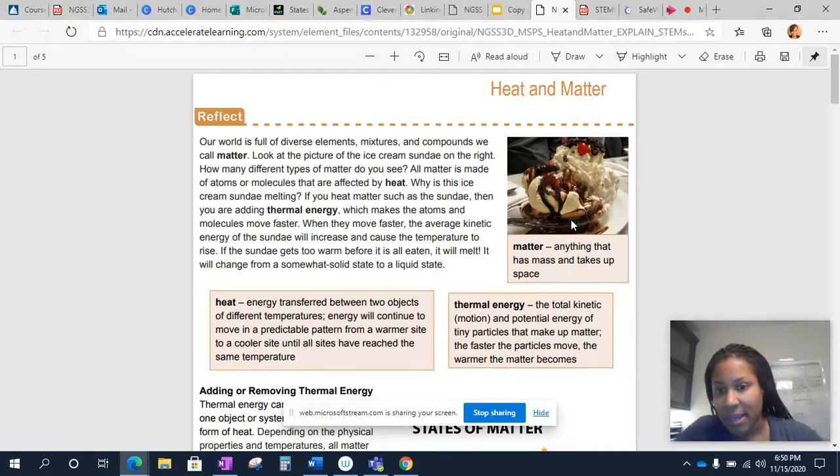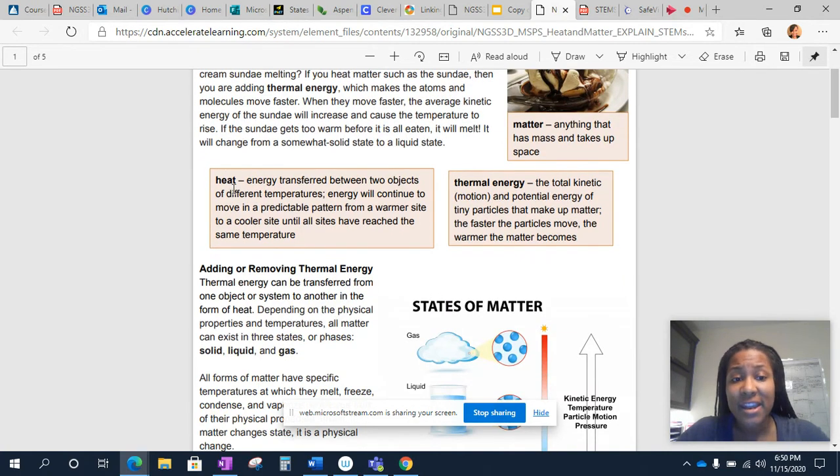So let's look at this sundae. Underneath the picture of the sundae is the vocabulary term matter. Matter is anything that has mass and takes up space. Let's look at heat. Heat is energy transferred between two objects of different temperatures. Energy will continue to move in a predictable pattern from a warmer site to a cooler site until all sites have reached the same temperature.